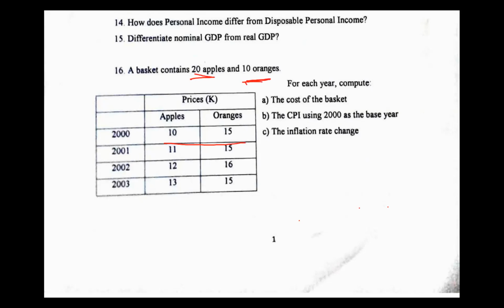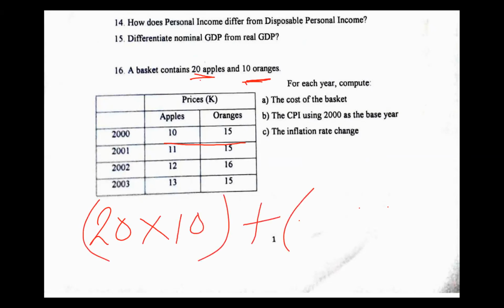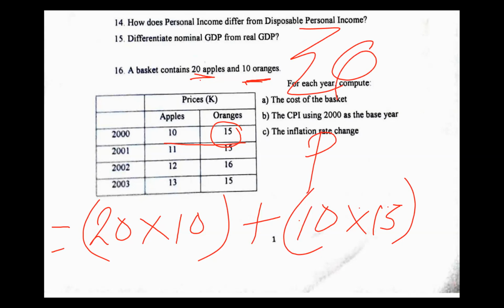So you can see that for 2000, how you can calculate the cost of the basket, it will be the quantity, for example, for apples, 20 times the price for apples in 2000. Plus in the basket, for oranges, there were 10 times 15. When you add that, that is the cost of the basket. So the cost of the basket shall be the summation of the quantity times the price.